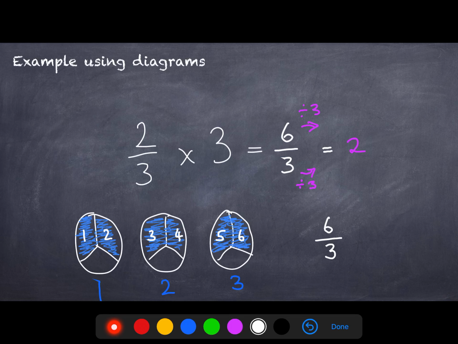Because in this form here, I've got an improper fraction. And I have turned it into an integer in this case. Okay, this doesn't always work, but in this case, I have got an integer. So let's have a look at the next example.